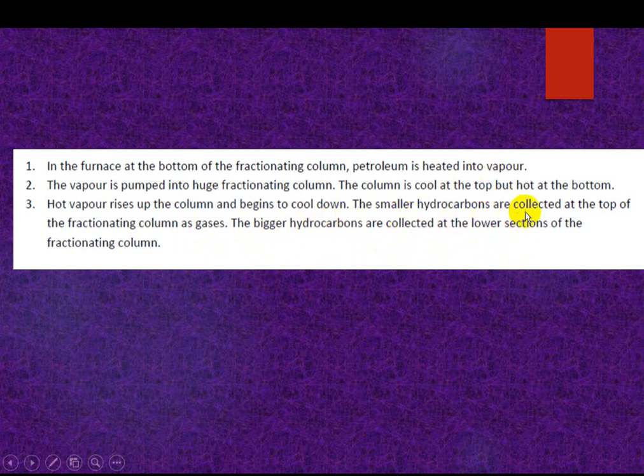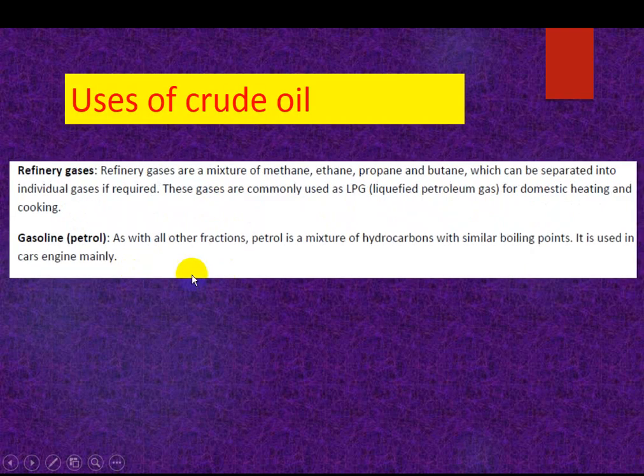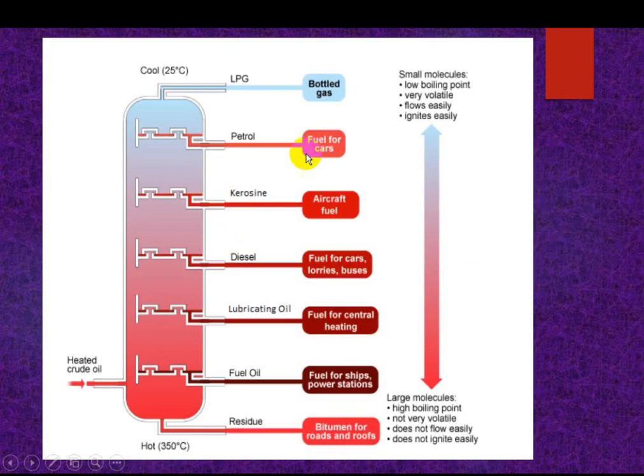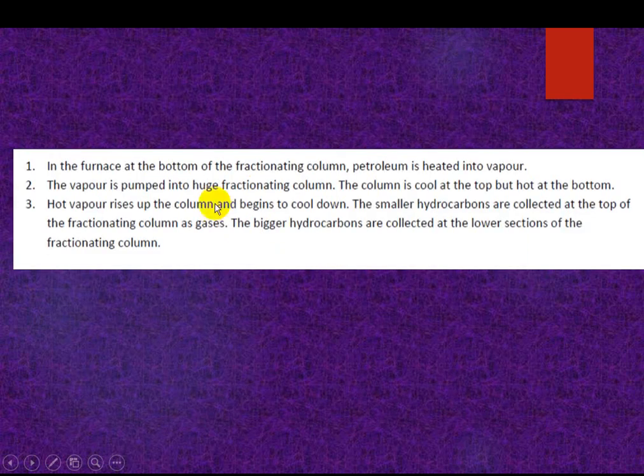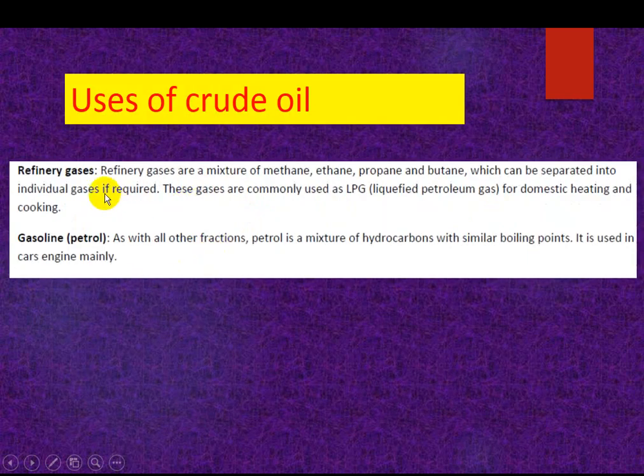The smaller hydrocarbons are collected at the top of the fractionating column as gases. Okay, uses of crude oil. At the top we see refinery gas, which includes LPG, then petrol, kerosene, diesel, lubricating oil, fuel oil, and residues, which is the bitumen. Fuel oils are for cars and aircraft. I will give this question in the exam: write down the uses of crude oil.